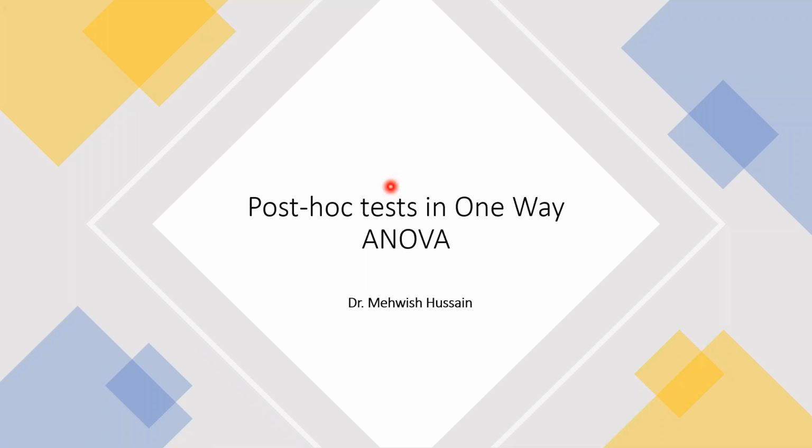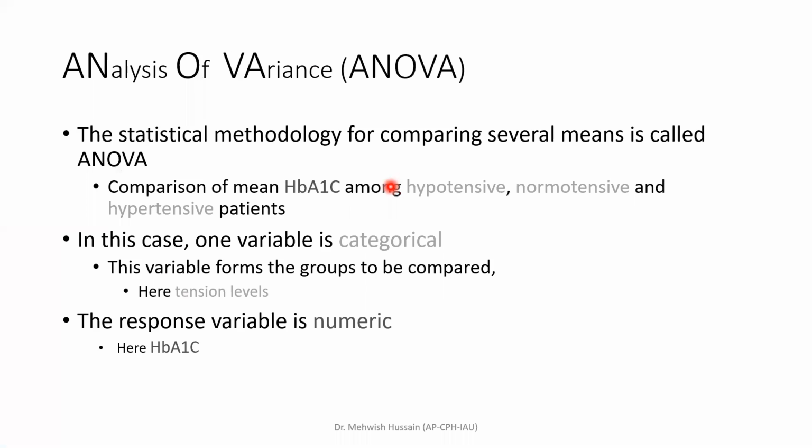In this video, we are going to discuss the post-hoc test in one-way ANOVA. In the last video, we discussed the analysis of variance, which is used for comparing several means when our outcome variable is numeric and our factor variable is categorical with more than two categories.